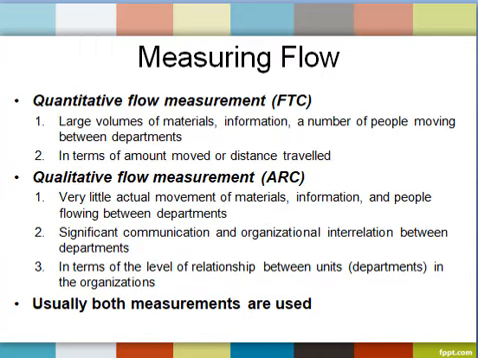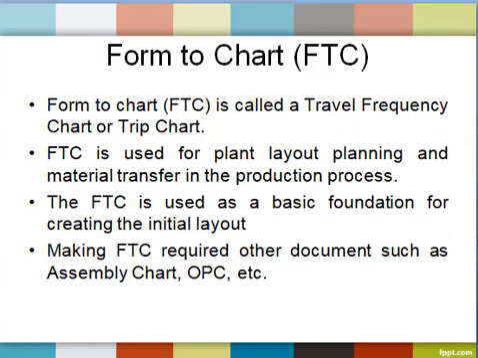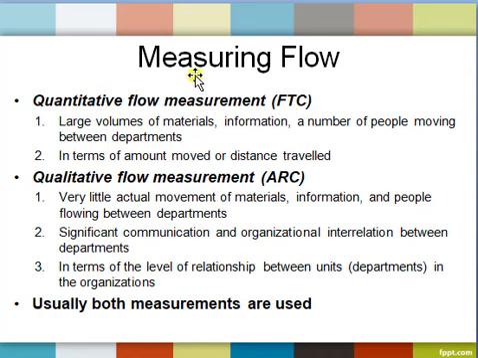Measuring the flow in the real world is very complicated. To help with this issue, there are many methods to calculate the process flow, both quantitative and qualitative methods. For example, FTC is an example of a quantitative method. In form-to chart or FTC, it requires a large volume of material, information, and a number of people moving between departments, in terms of amount moved or distance traveled.